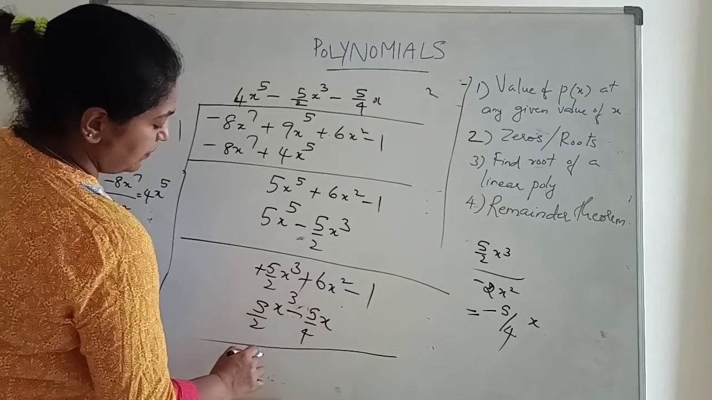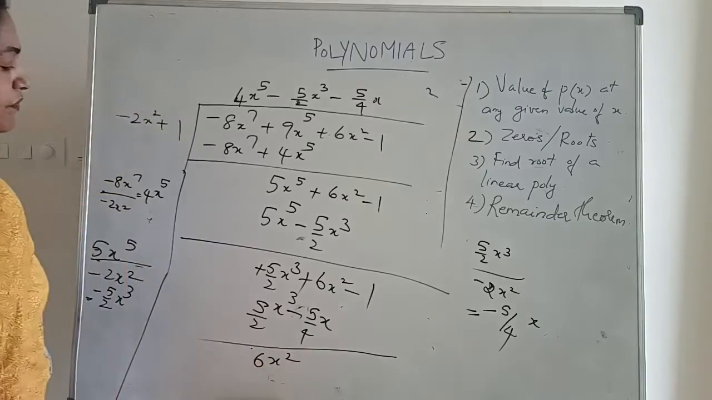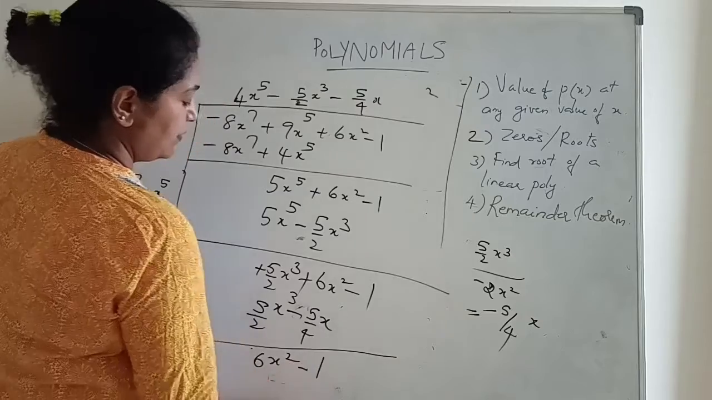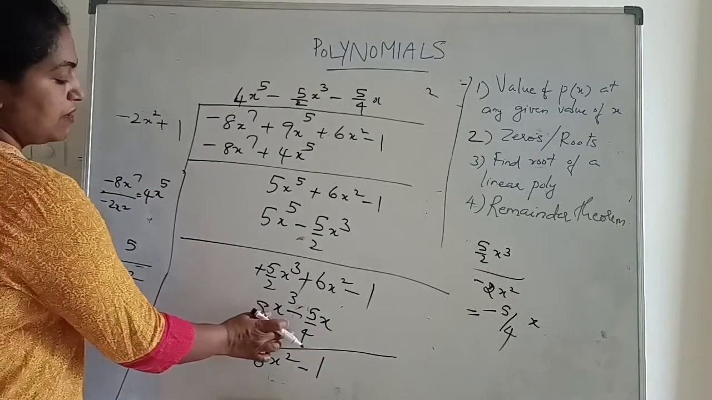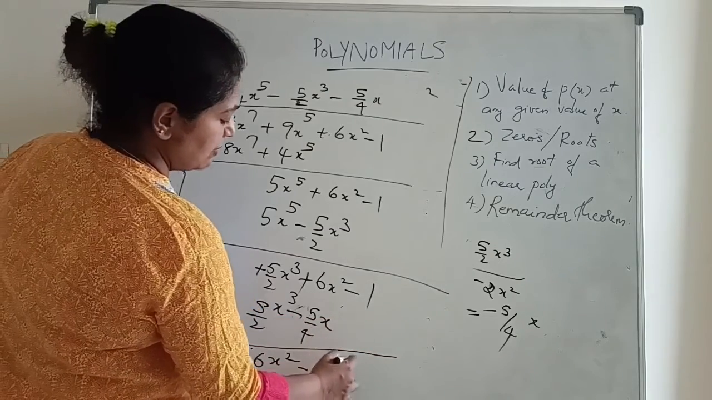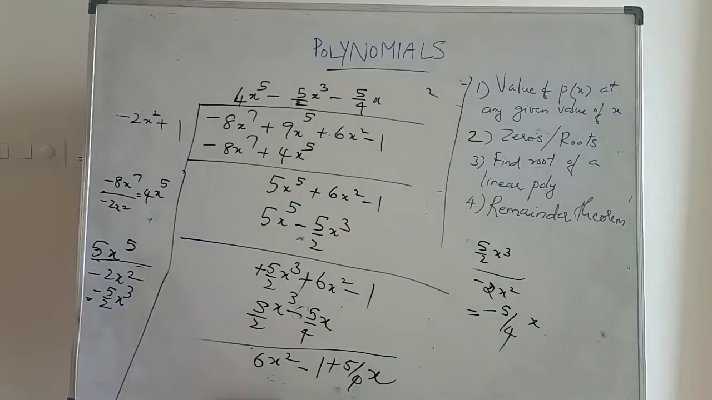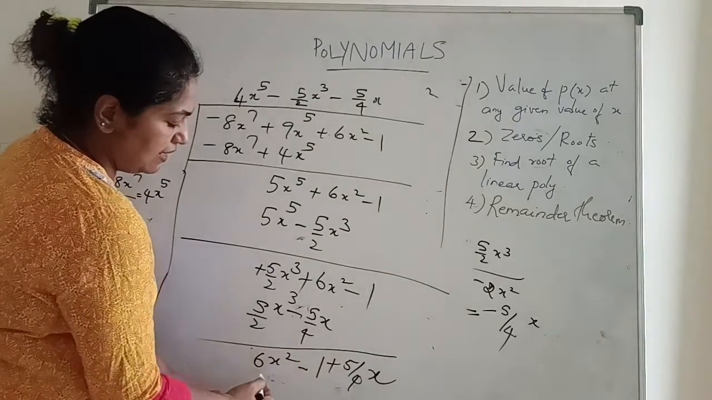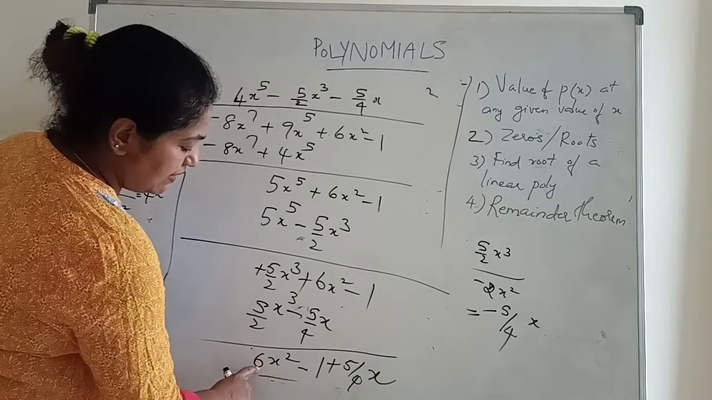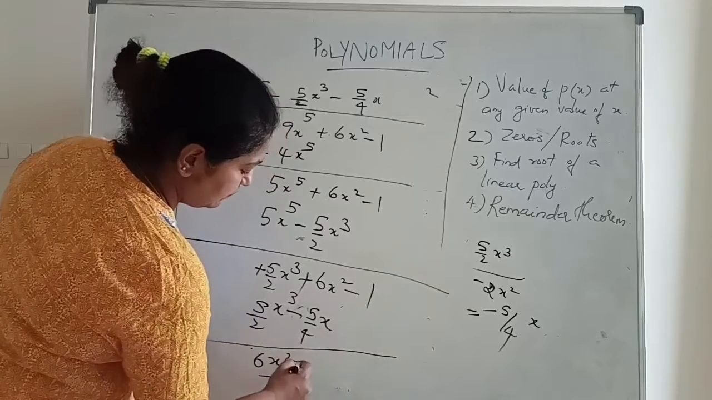6x square minus 0x square. Minus 1 minus 0. I have a minus 5 by 4x. There was a 0x here. 0x minus 5 by 4x will give me plus 5 by 4x. Agree? Now, I can see that this is not in decreasing degree. So, I will just rearrange it as 6x square plus 5 by 4x minus 1.